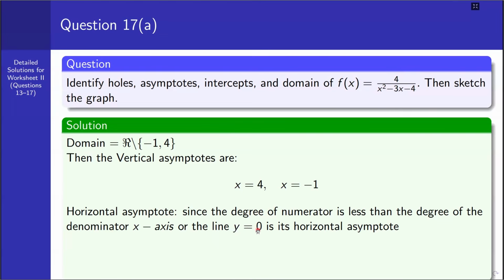ሆሪዞንታል አሲምፕቶት y is equal to 0 አለው፣ ወይም ደግሞ ኤክስ አክሱ ራሱ ሆሪዞንታል አሲምፕቶት ነው ማለት ነው። And the y-intercept could be when x equal to 0. I think it is an error. This is an error. The x-intercepts, oh, it doesn't have, I think, no x-intercepts.